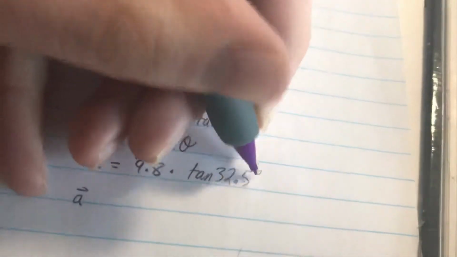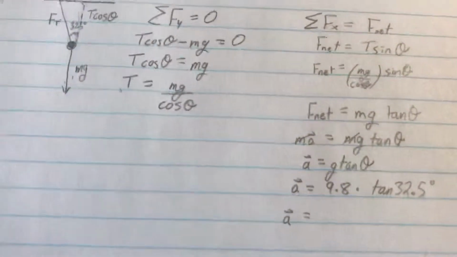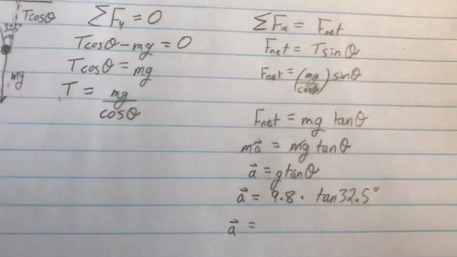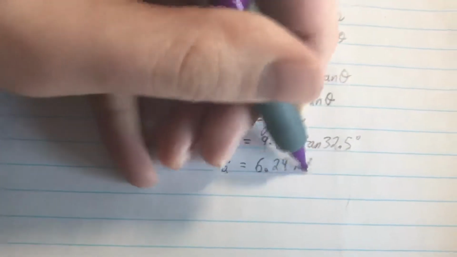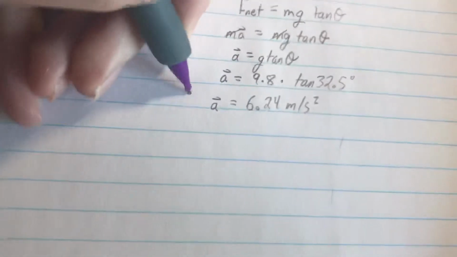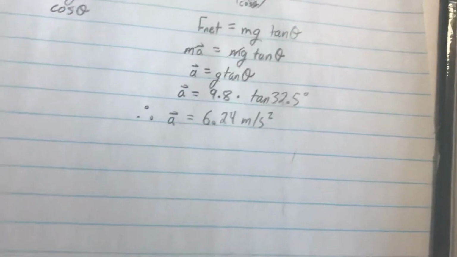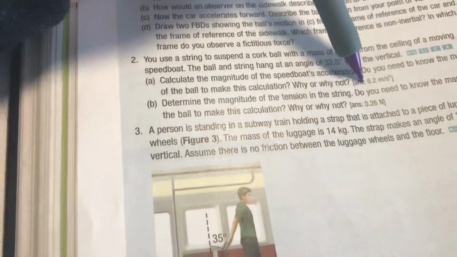So our a is going to equal 9.8 times tan 32.5, which is 6.24. I'm also not going to worry about sig digs, because that's not what this channel is going to be about. So our final answer is that the acceleration is 6.24 meters per second squared, and that's their answer here.